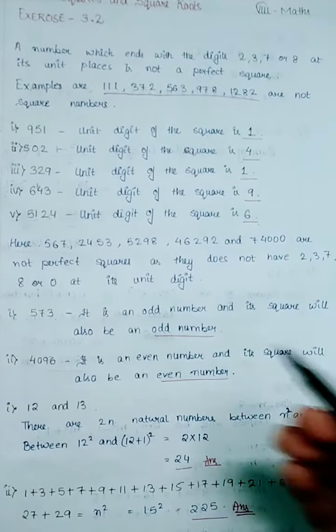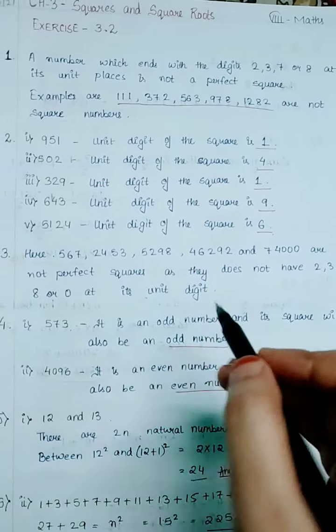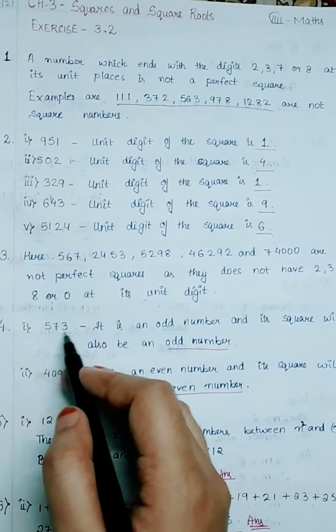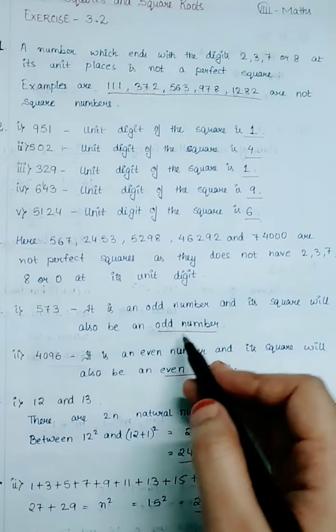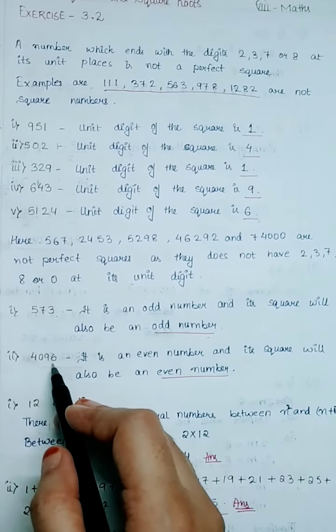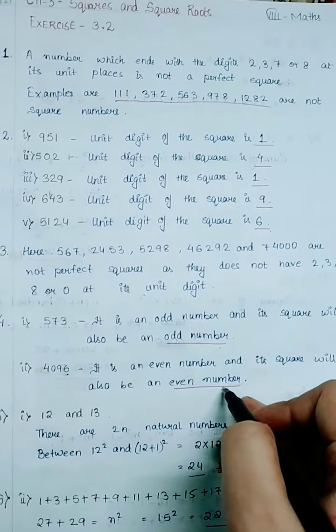As I have told you in the properties, if the number is ending with 3, so 3 is an odd number, so the square number will also end with an odd number. If the number is ending with an even number, the square number will also end with an even number.